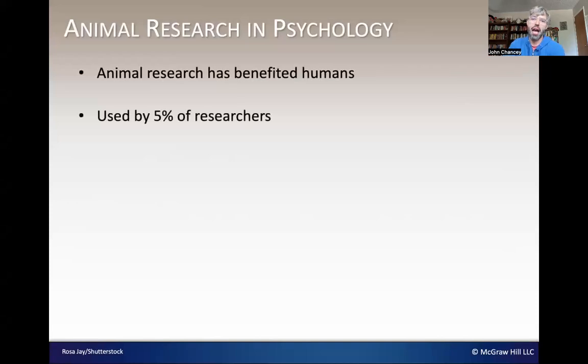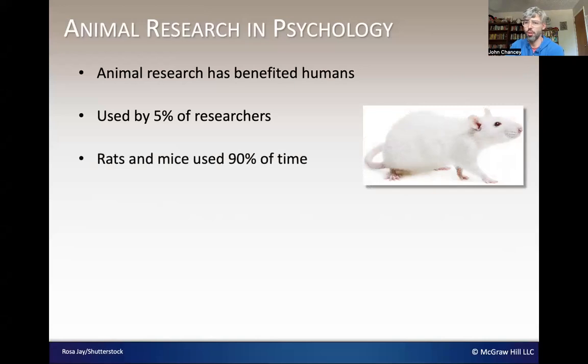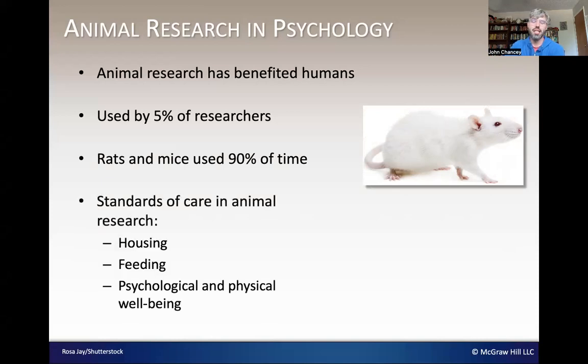Animals also have rights as well. A lot of times, to understand human phenomena, we might study non-humans. It's not as common maybe as you might think. Really only about 5% of researchers do, and a lot of times you're using rats and mice. But the idea is we want to treat these animals with dignity: housing them, feeding them properly, and maintaining their psychological and physical well-being.